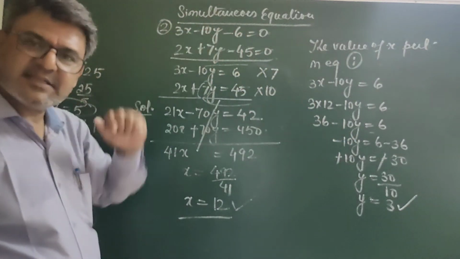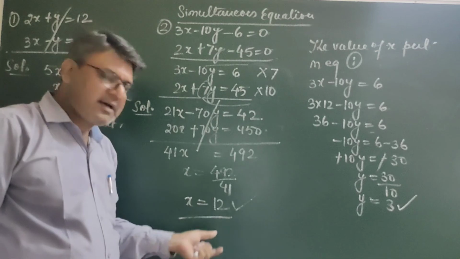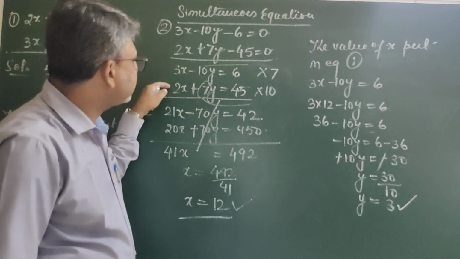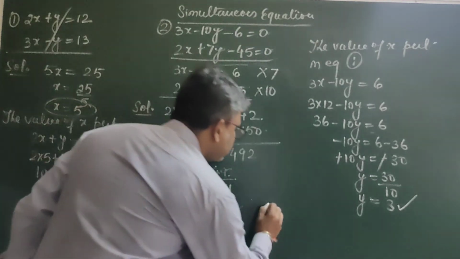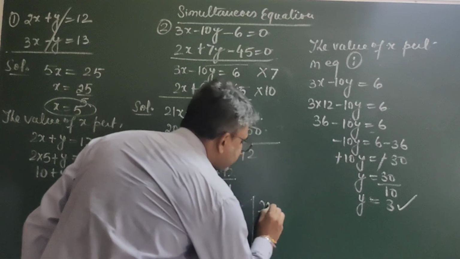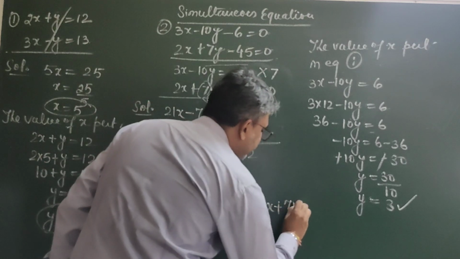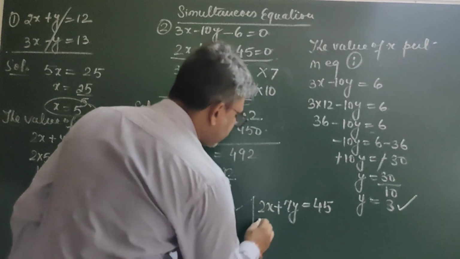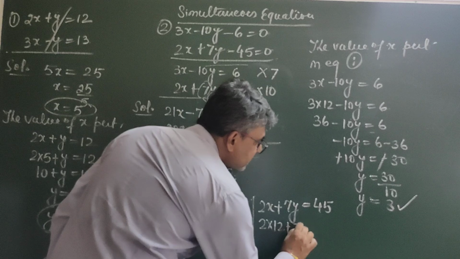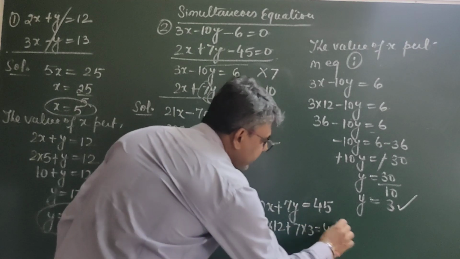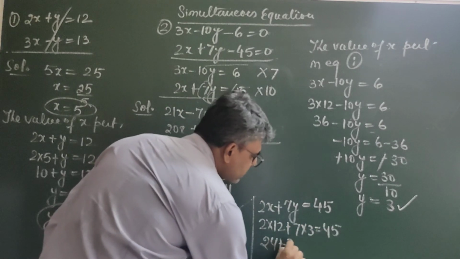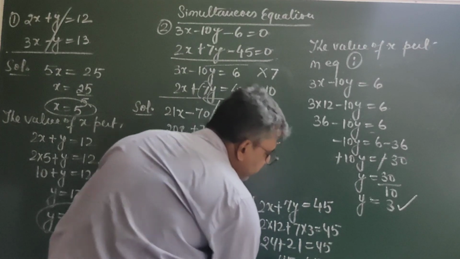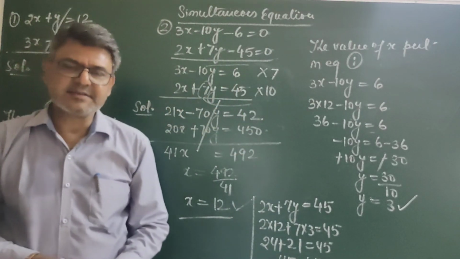फिर से आप चेक करके देख लीजिए कि आपका जो आंसर आपने फाइंड किया है इट इज करेक्ट और नॉट. उसके लिए मैं इक्वेशन 2 चूज करता हूं. ओके, नाउ इक्वेशन 2 is 2x plus 7y are equals to 45. Okay, now the value of x 12. 2 into 12 plus 7 into 3 are equals to 45. 24 plus 21 are equals to 45. Therefore 45 are equals to 45. That means your answer is correct.